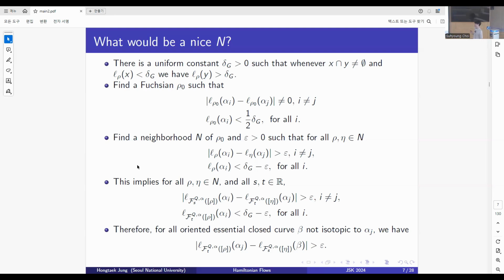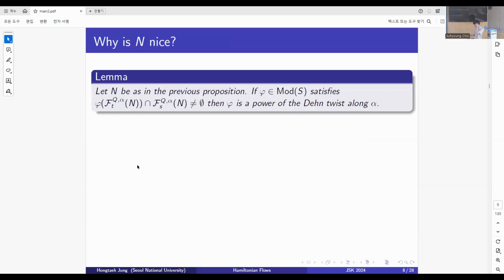So we have the open set N together with the constant epsilon, and you just shrink N a little bit so that it avoids the fixed points of the mapping class group action. Okay, that's what I mean by a nice open set N. And let me tell you why N is nice. This is the reason why.